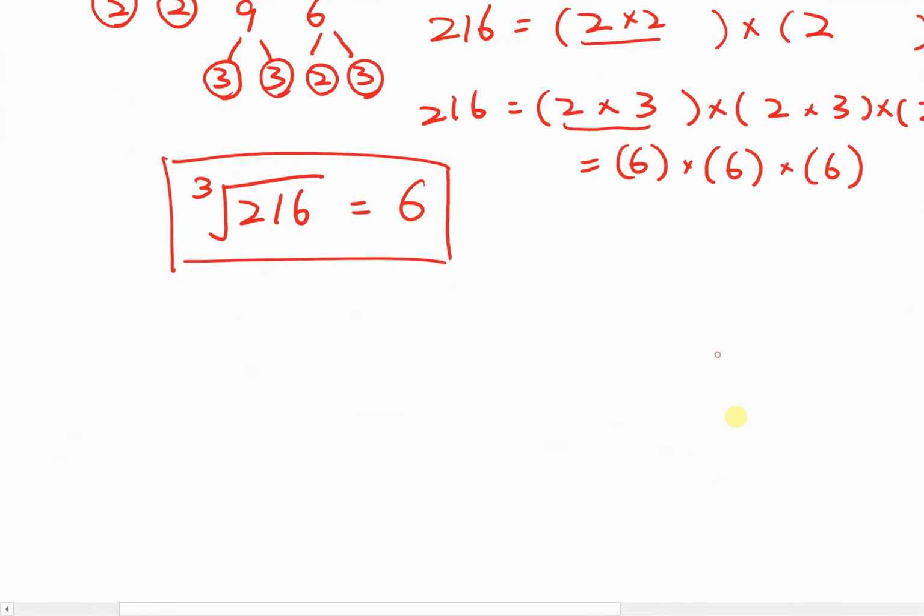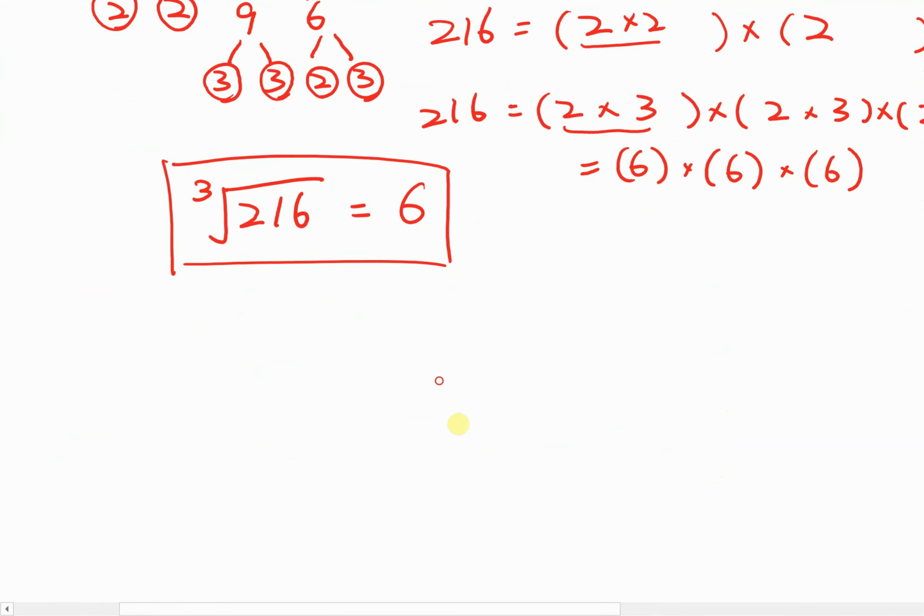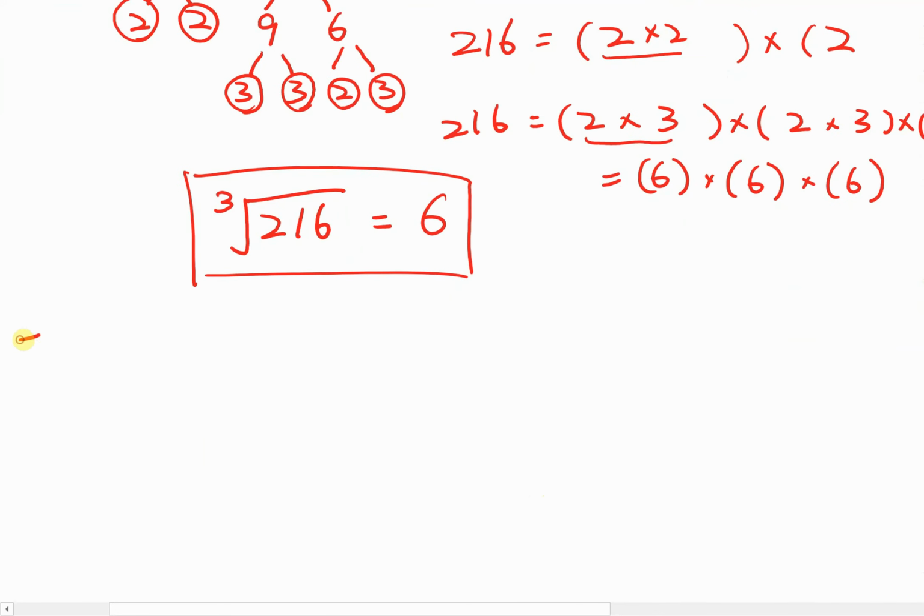Let's see. Maybe I'll do one more example, okay? And I'll do this one quickly here. Evaluate, let's say, the square root of, what do we have here? Why don't we try 144?